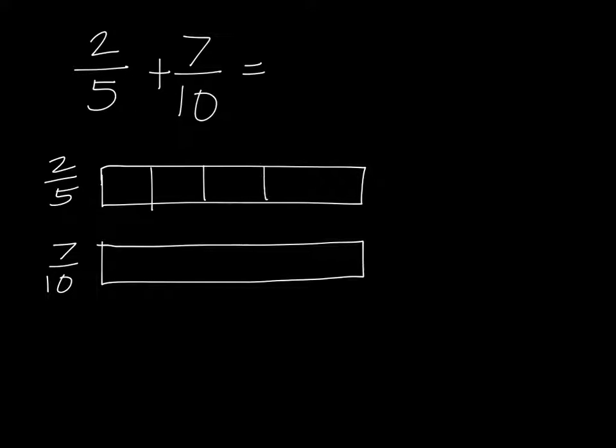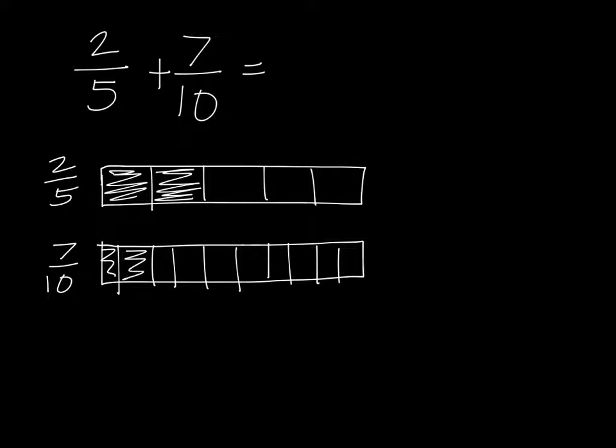So I just broke my top tape diagram into 5ths, and I'm going to shade in 2 of them. And down here we have my 10ths, and I'm going to shade in 1, 2, 3, 4, 5, 6, 7 of those. So when I look at this, I notice that 1/5 is equal to 2/10. So I'm going to go ahead and break all of these 5ths into 10ths.